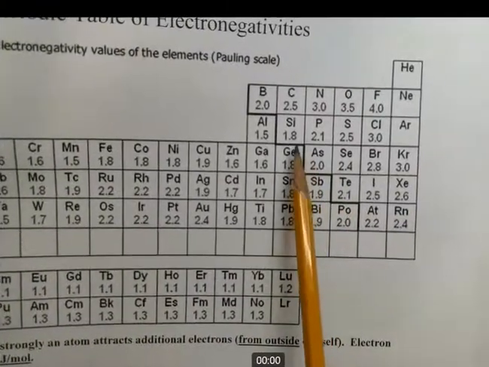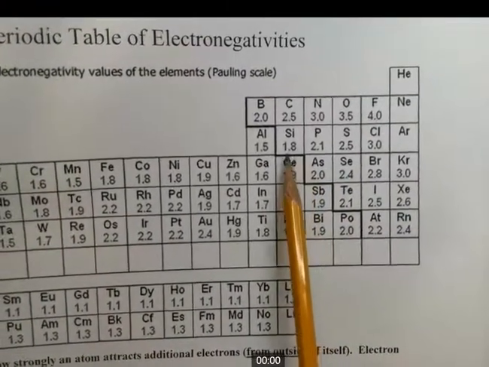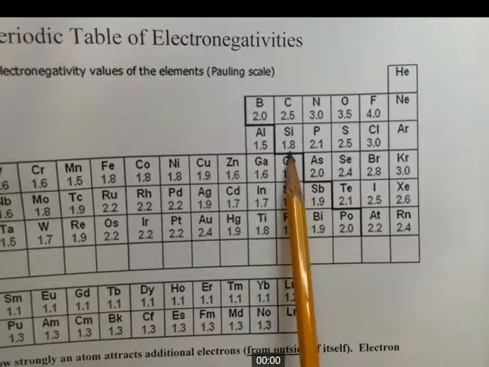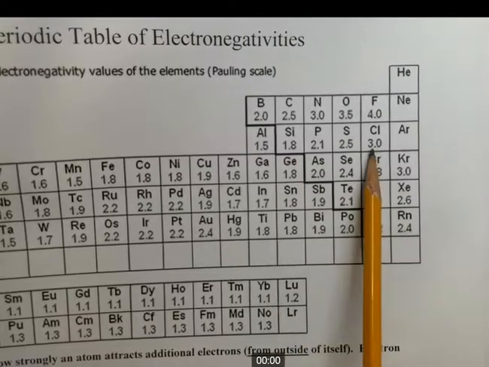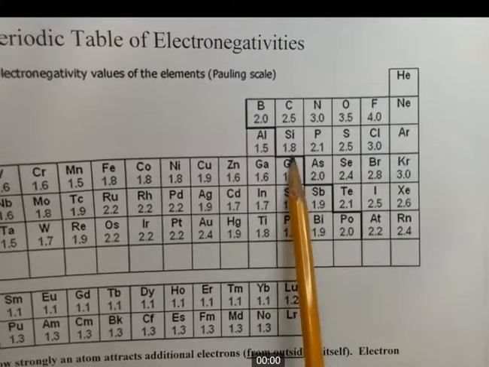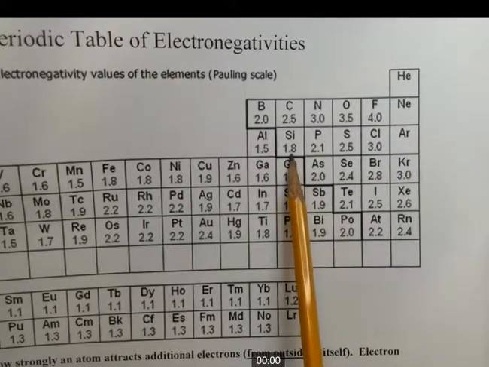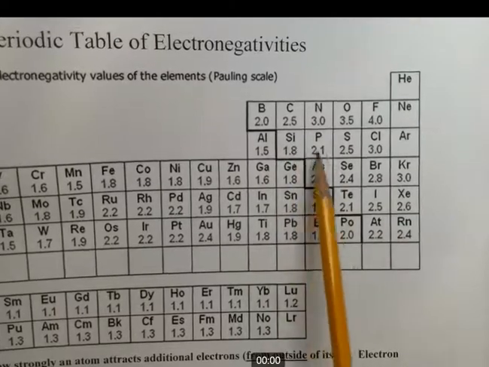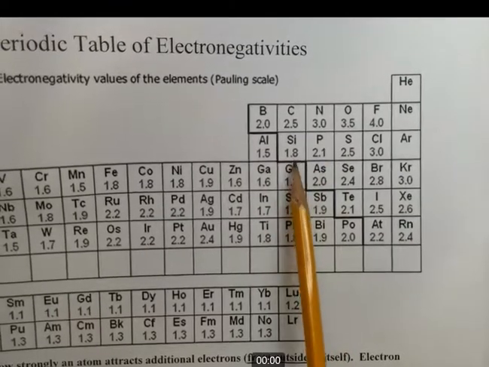So we can see that if you look at the periodic table of electronegativity, silicon has an electronegativity of 1.8 and chlorine has an electronegativity of 3. So that means silicon would be in the middle of the molecule. There are some exceptions to this. Again, in chemistry, a lot of times there's going to be exceptions to rules, but this is generally the case.